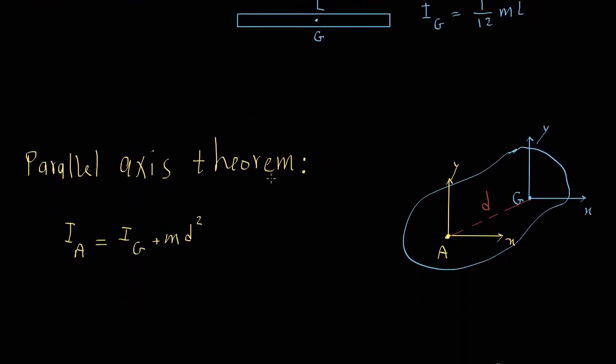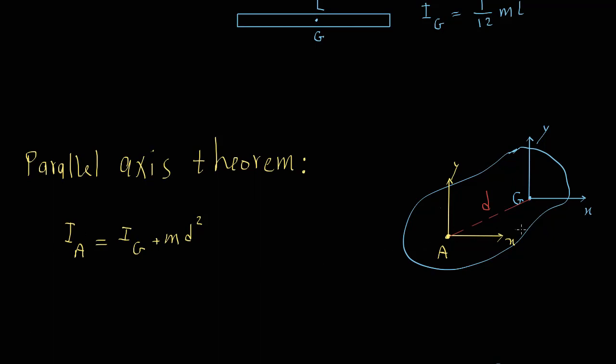Another thing that is good to review here is the parallel axis theorem. The idea here is that if we have the moment of inertia around the center of mass, and we want to calculate the moment of inertia around another point, the axes of the coordinate system should be parallel to the coordinate system that we had at the center of mass. That's why we call it the parallel axis theorem.